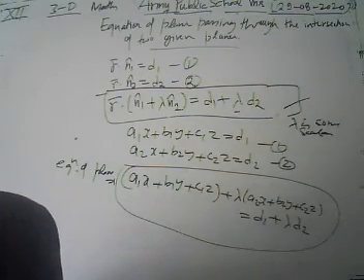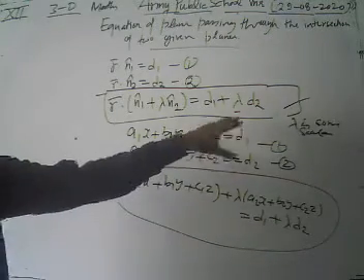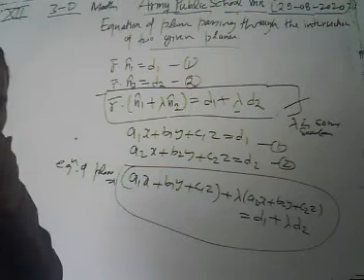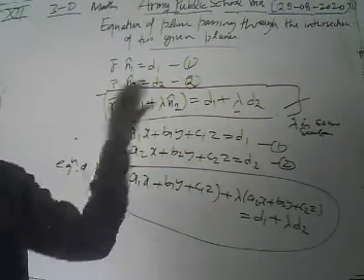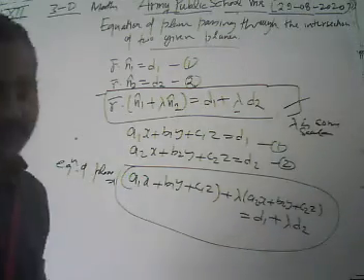After putting in the given condition, we find the value of lambda and then put it in this form. We get our required equation of the plane.